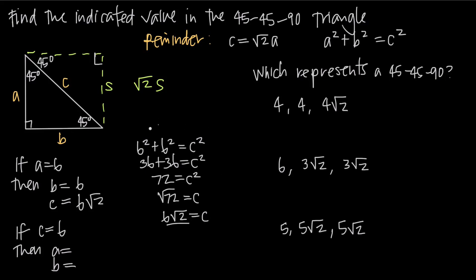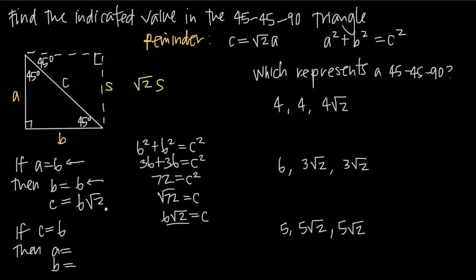So you can always fall back on the Pythagorean theorem if you don't remember this formula specifically. But this is a shortcut that will work all the time whenever you're dealing with the specific case of a 45, 45, 90 triangle. So we can say that c is 6 times the square root of 2, or just either of these side lengths, 6 here, times the square root of 2.